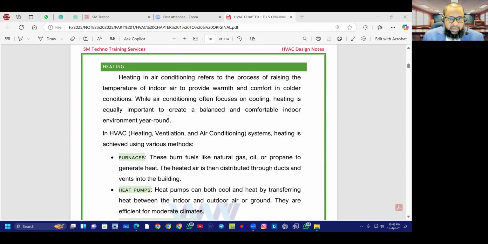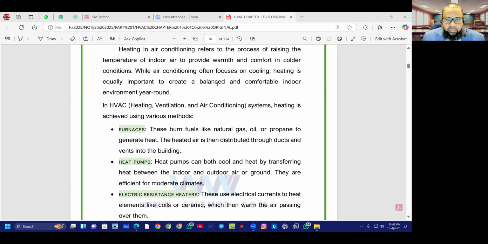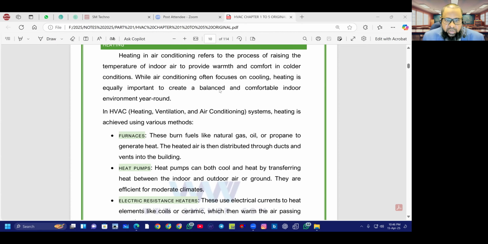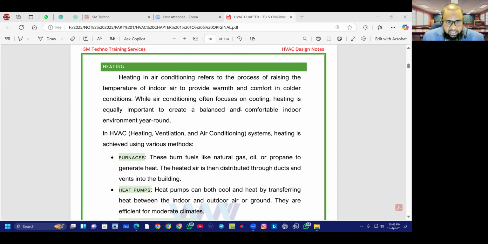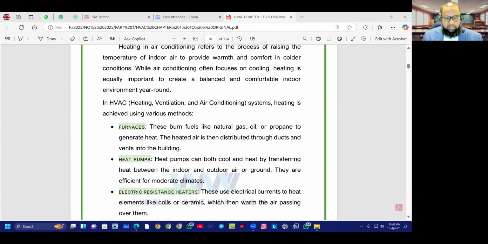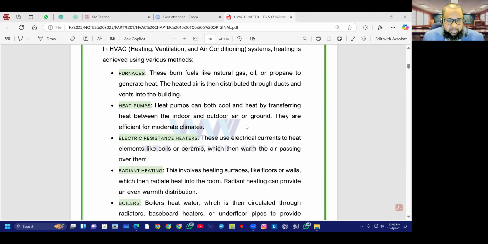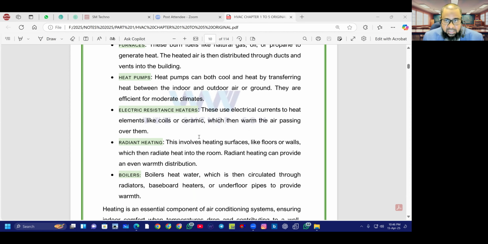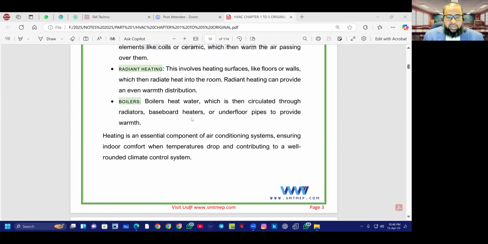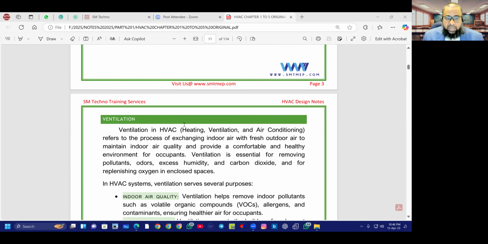So next you see heating. In short, just from the entry point of view, remember: increase the temperature to maintain the comfort condition in winter. In short, by using what? Furnace, boiler, heat pump, electrical resistance heater, radiant heating, etc. And all the systems we'll discuss in chapter 5. Okay, this is for information at this level. Next, ventilation, very, very important. So H is the heating and V is the ventilation.